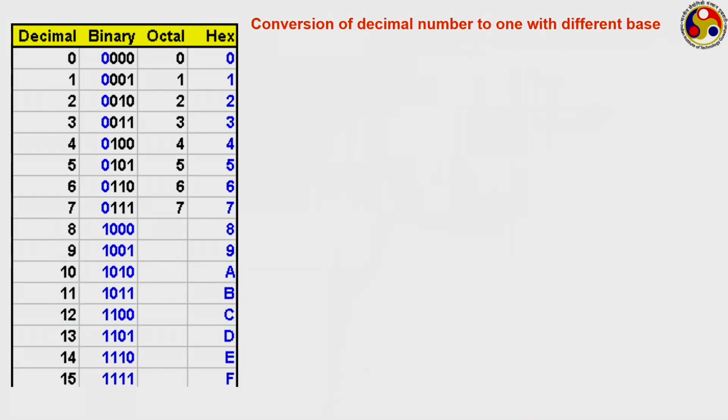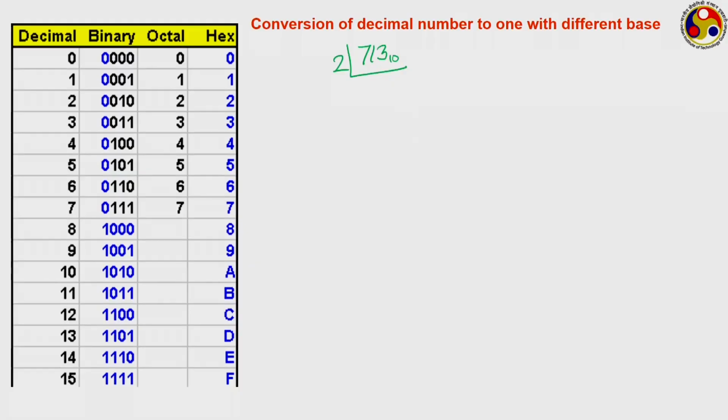Let us quickly try the other one, converting a decimal number to something with a different base. Let us take a randomly generated number 713, which is having a base of 10, and we want to convert it to its binary equivalent. How can we do this? The idea is divide it by the base of the system onto which you want to convert it. You are originally having a decimal one, you want to convert it to binary, that is why you are dividing by 2. If you want to convert it to octal, we shall be dividing by 8.